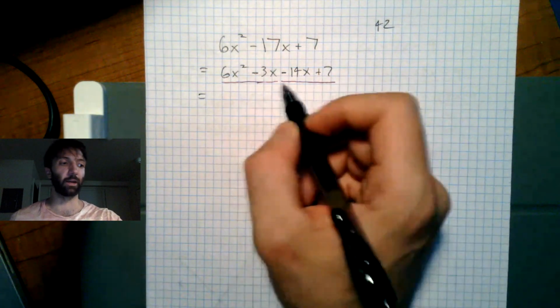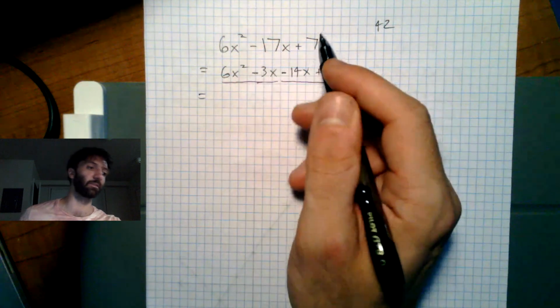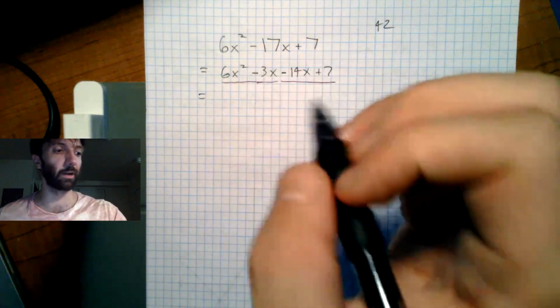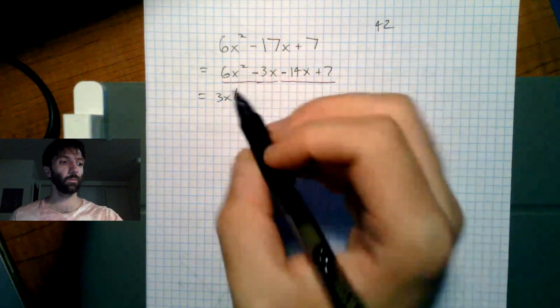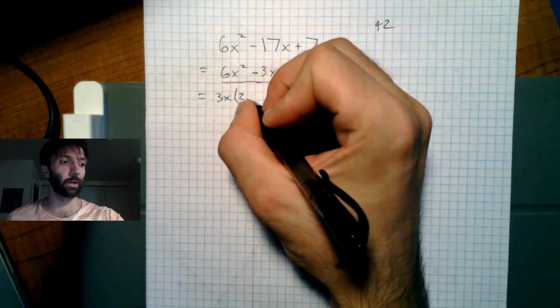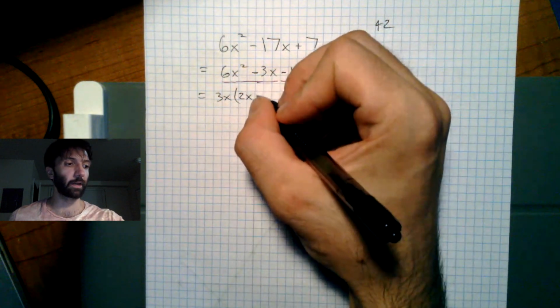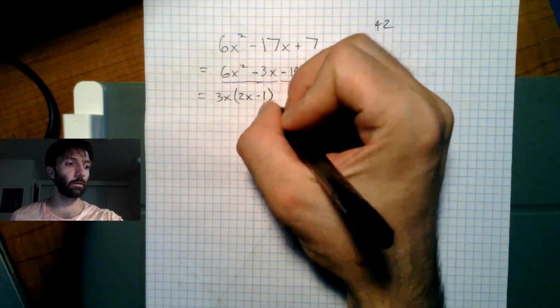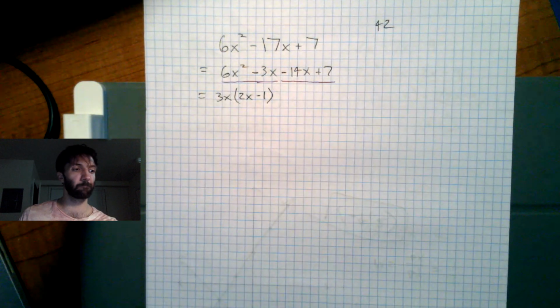And now I'll factor out the GCF. So the GCF of 6x squared and negative 3x, I will factor out a 3x. 3x times 2x gives me 6x squared. And 3x times negative 1 will give me the negative 3x. So there's my first grouping.